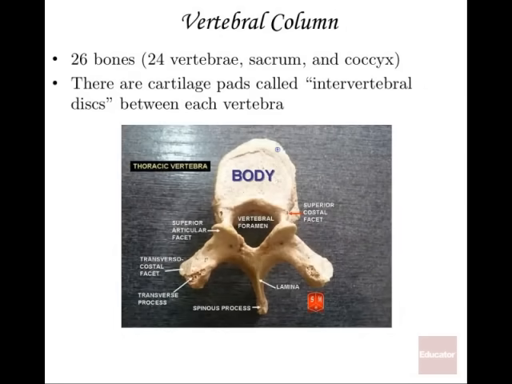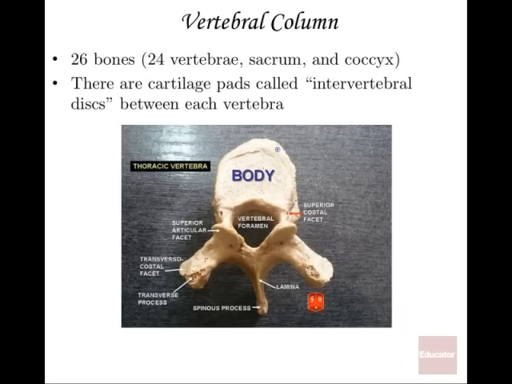The vertebral column, also known as the spine. There are 26 total bones in the average human spine. 24 of them are just typical vertebrae. Vertebra would be singular, vertebrae is plural. And then at the bottom you have the sacrum and the coccyx. There are cartilaginous pads, or cartilage pads, called intervertebral discs between each of the vertebrae. And we'll see that a little bit better in future images. Those little pads are not only for cushioning, but it's how these bones are articulating with respect to one another. So every movement you make of your back, they're ever so slight movements of those bones with those cartilaginous pads.